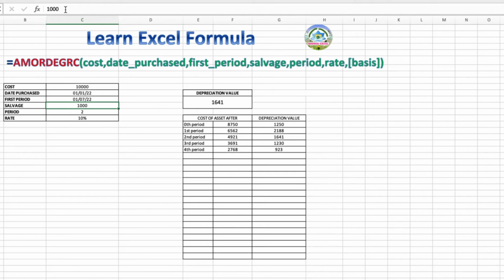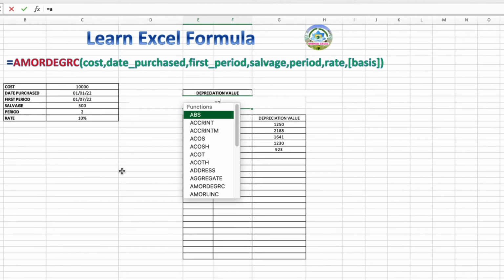Date 2022, salvage value: I consider that this product, after its lifespan, will be sold for only 500 rupees. The period I'm entering as 2, and the rate of decline in its value is 10%. Now we are going straight into the formula.